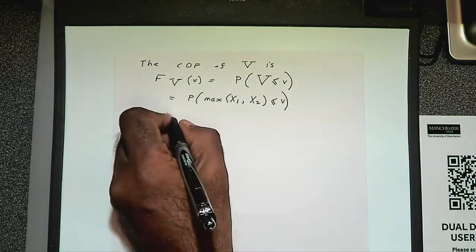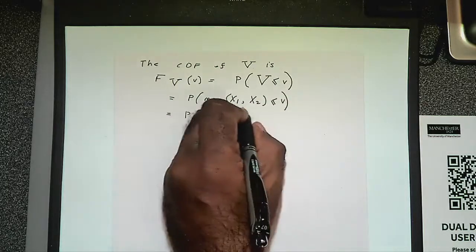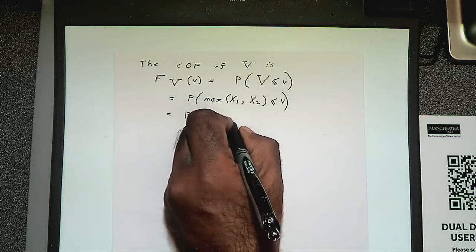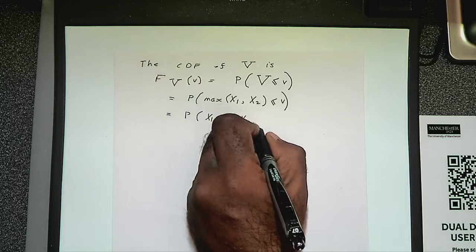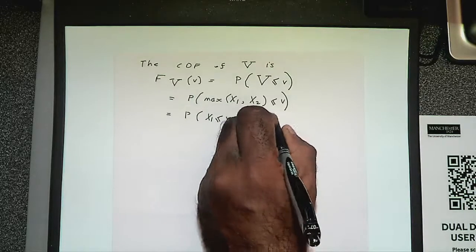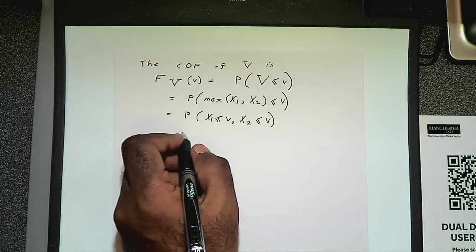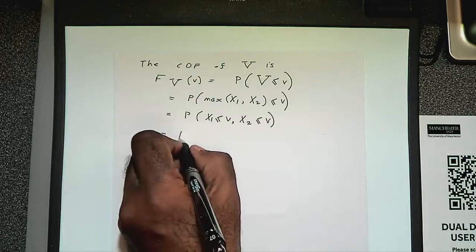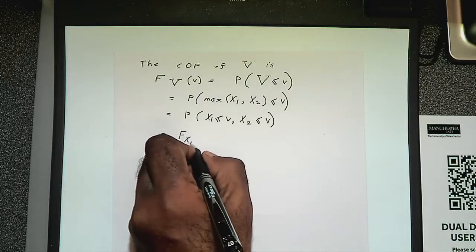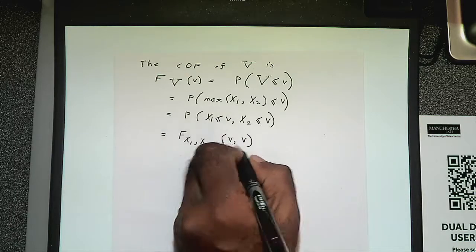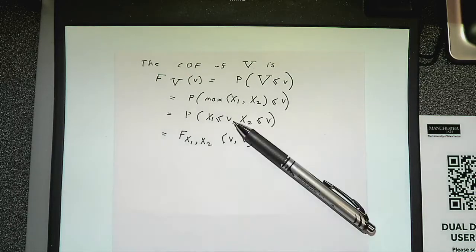Right, so this implies that if the maximum is less than or equal to v, then x1 has to be less than or equal to v, and x2 has to be less than or equal to v. Now this, if you go back to the preliminary video that I went through this morning, is exactly equal to the joint CDF of x1 and x2 at v comma v, right? You follow me? That's what I did.